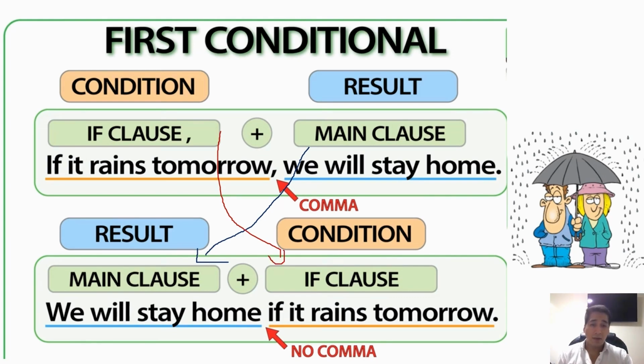So definitely the order is going to change, right? So then we will say, we will stay home if it rains tomorrow. But something else, guys, has changed. Can you tell me? Yeah, okay, it's written here in red. No, very good. The use of the comma. So if you have, I repeat, the condition first and then the result, you need a comma obligatorily. But if you have the result first and then the condition, there's no comma. Okay? Well done.